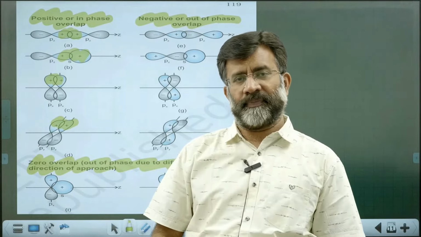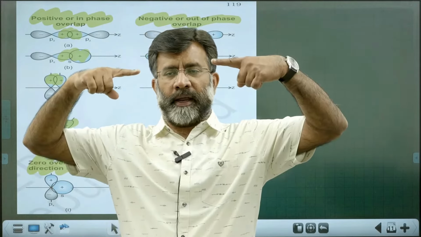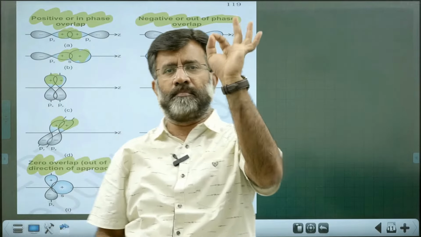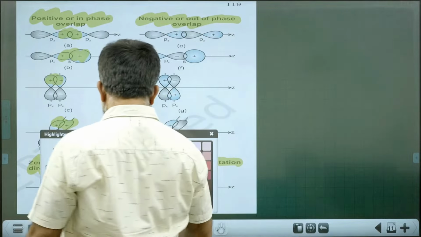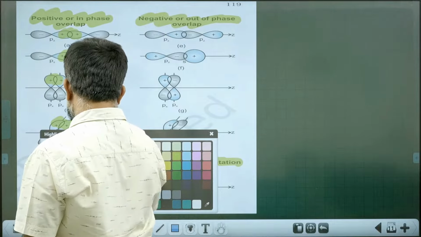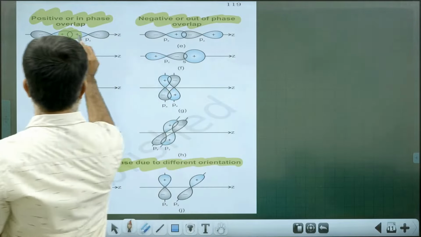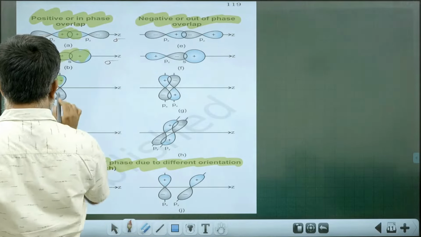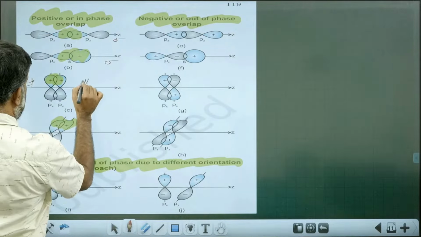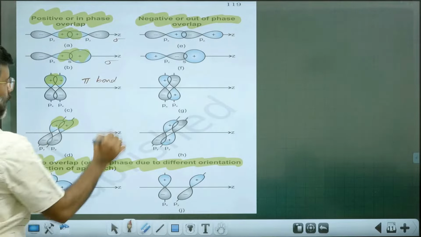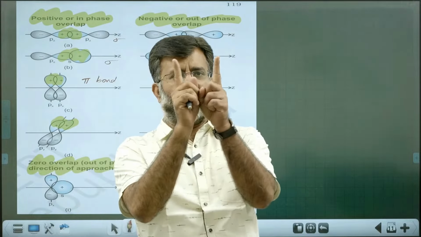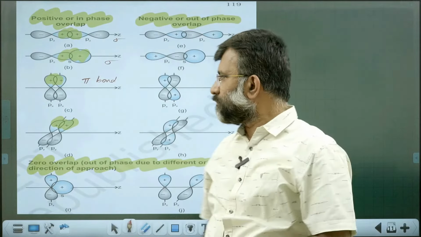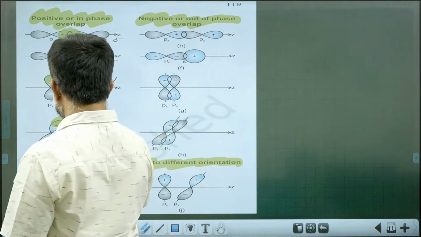Constructive overlap. I'm sure all of you know atomic orbital bonding like this, axial overlapping, called a sigma bond. Axial overlapping of orbitals is called a sigma bond. This is a lateral, sideways overlapping, called a pi bond. This is a sigma bond. This is also a pi bond.